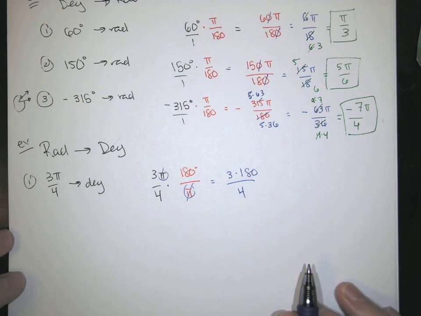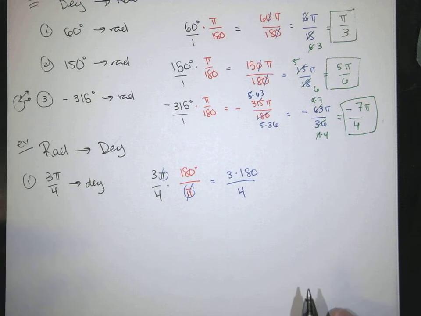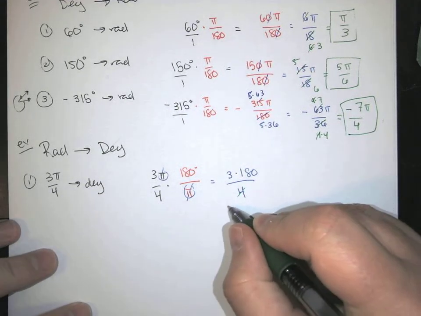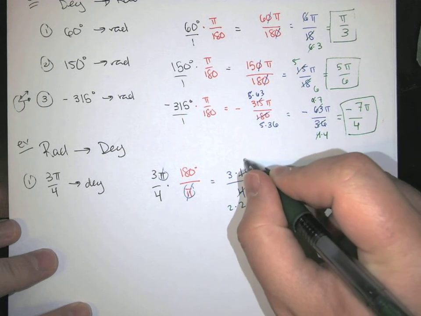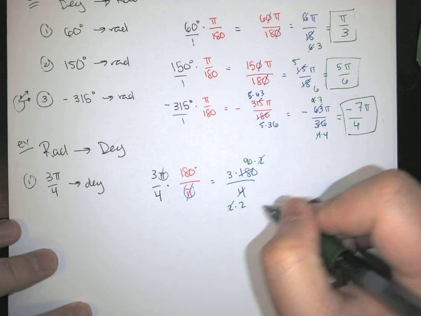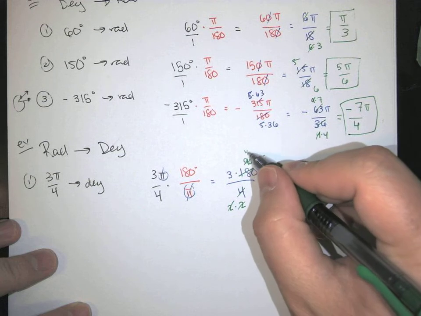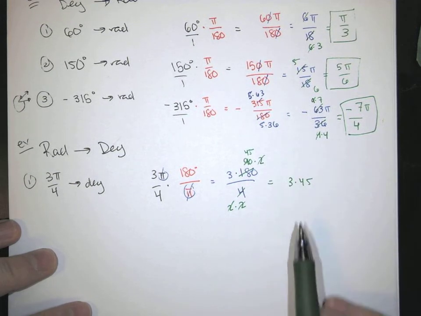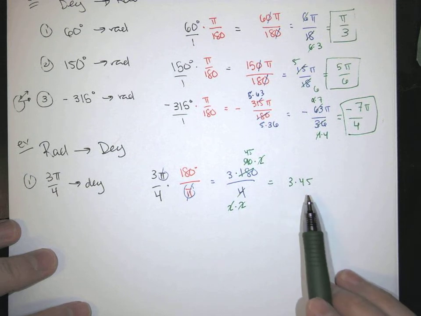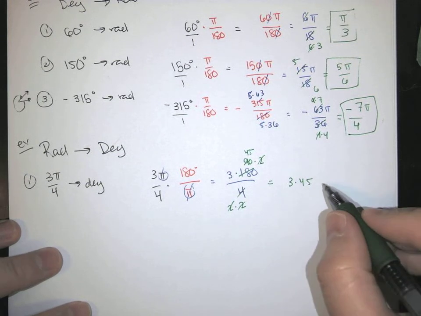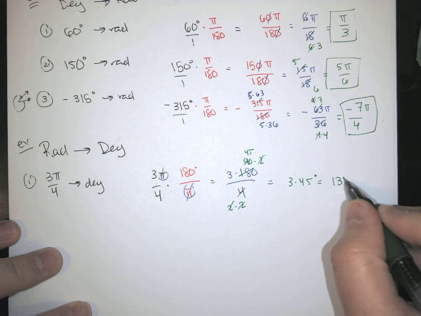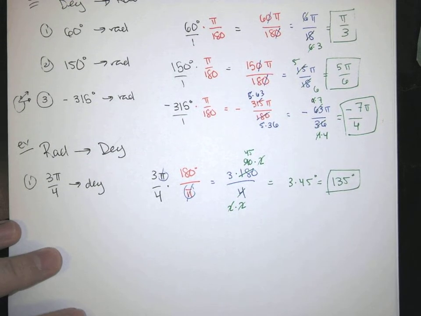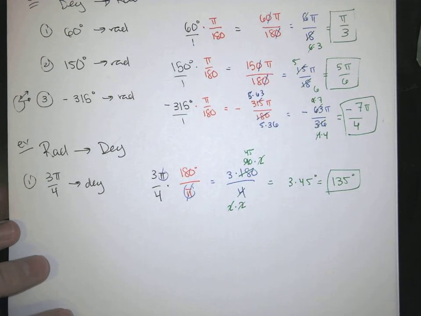And what we can do here is a quick reduction. Really this is the 4 dividing into the 180 more than anything else. I'll do this in chunks. 4 is 2 times 2. If I do 180 by 2, I would get 90, and then I can go another round. 90 divided by 2 is going to be 45. So this is really 3 times 45. 2 times 45 would be 90, so 90 plus another 45 would be 135 degrees. That's my final. That's how we do it.